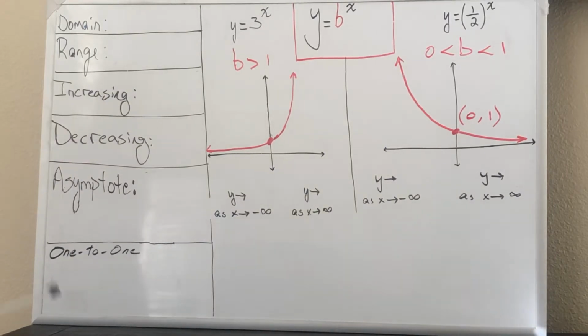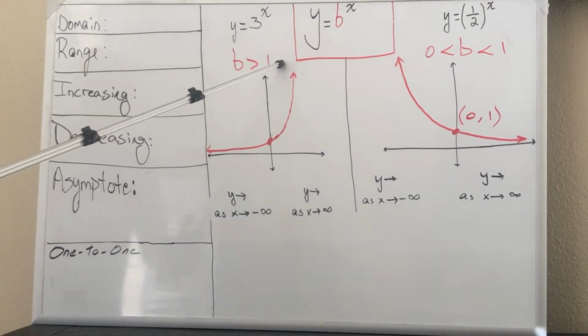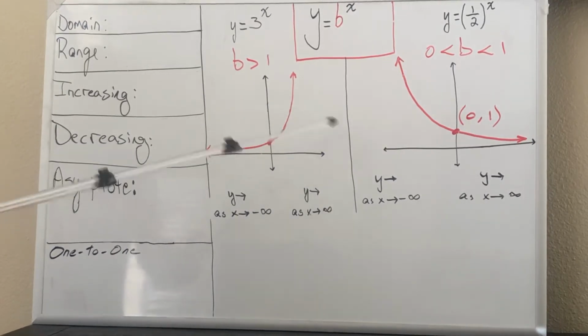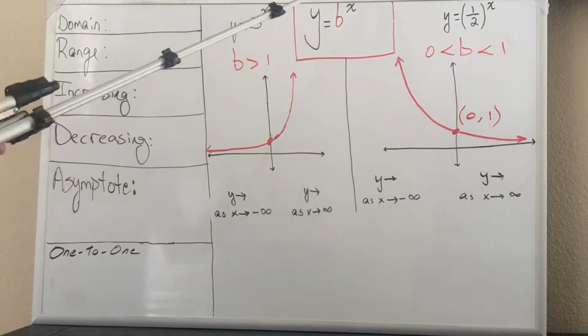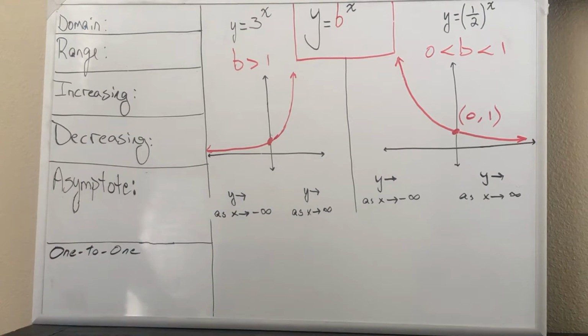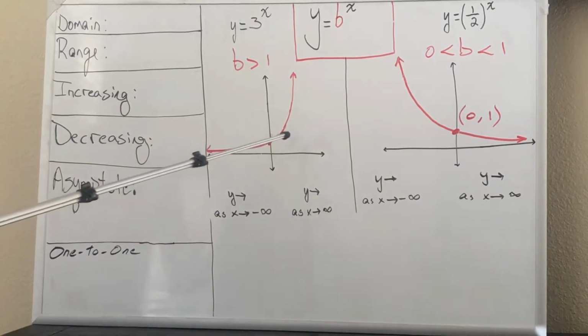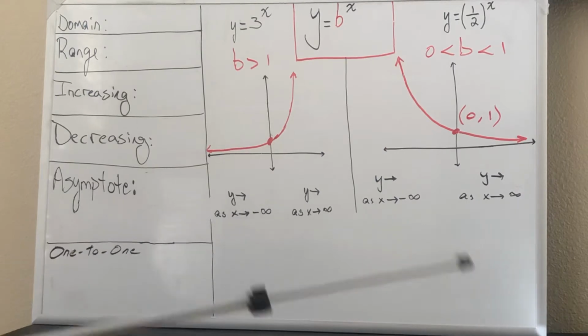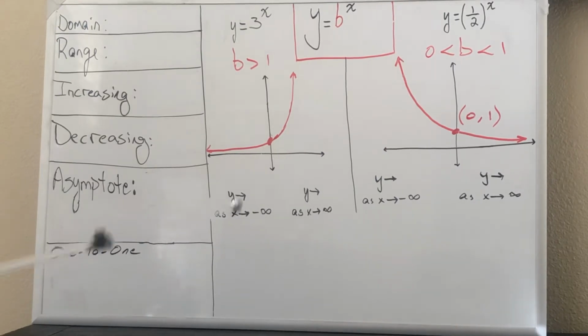Now, the graph of an exponential function is called an exponential curve. When b is greater than 1, we get a curve that rises as we go from left to right. And if b is less than 1, we get a curve that falls as we go from left to right. Now, both graphs have a lot in common, and they have a few differences. Let's talk about what's common between the two.